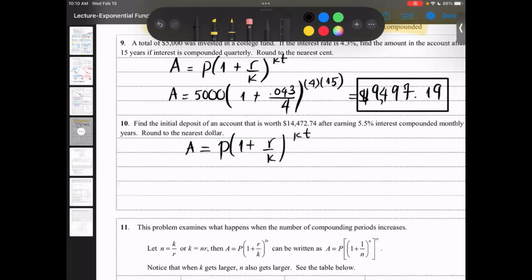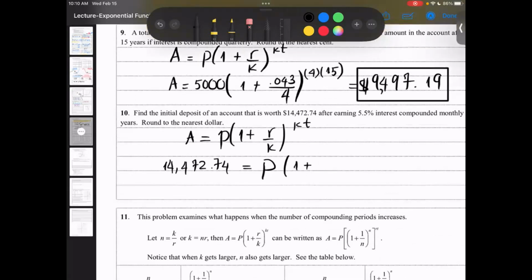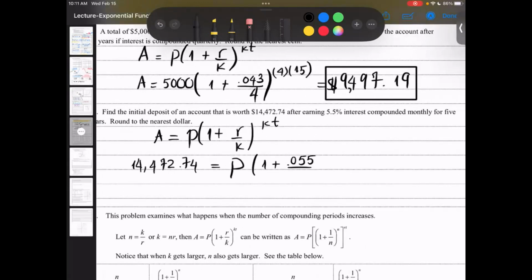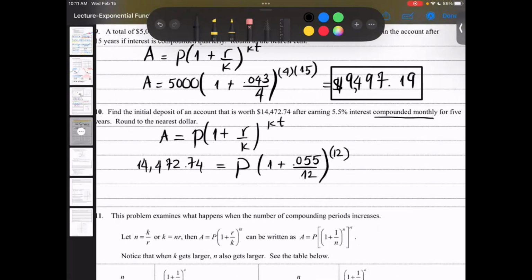So 14,472 and then 74 cents, that's your balance. The principal is what we're looking for, the initial deposit. My rate in decimal, yeah, 0.055. My K, number of compounds. Compounded monthly, so 12. And then KT, so K is 12. How many years here? 5 years, right.